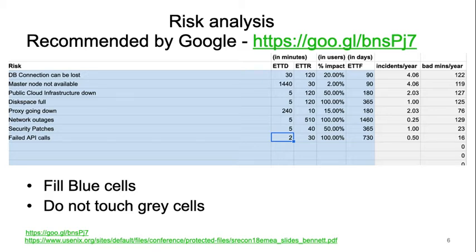For each item you listed, based on your historical data, you list down the estimated time to detect, estimated time to repair, the percentage impact, how many users or customers are getting impacted by that particular risk, and the estimated time to failure, how many days it is operational without any issue, the lifetime. Once you put that in, it will calculate incidents per year and bad minutes per year by itself. So use your historical data, list down every single risk, and get all these numbers.